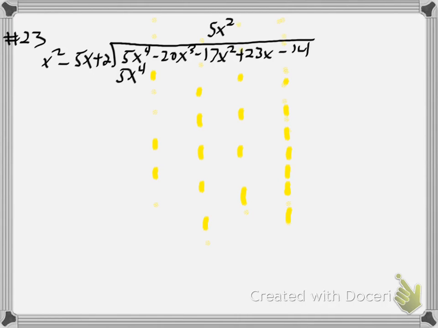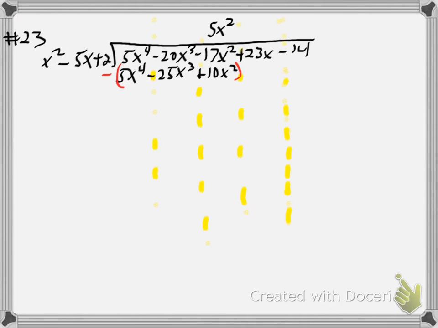Now I'm going to do 5x squared times negative 5x. So that's negative 25x to the third. I'm going to go 5x squared times 2. So that's plus 10x squared. Now I'm going to subtract. So I'm going to subtract here.